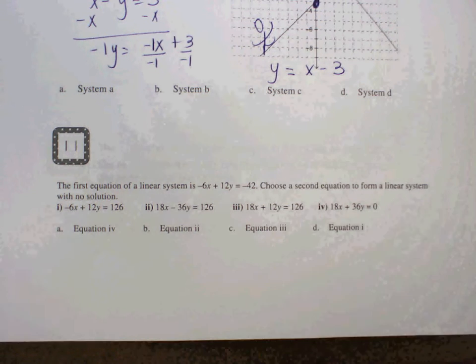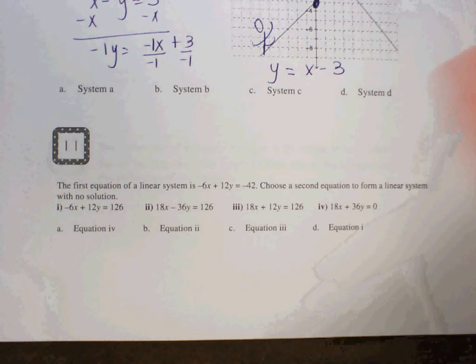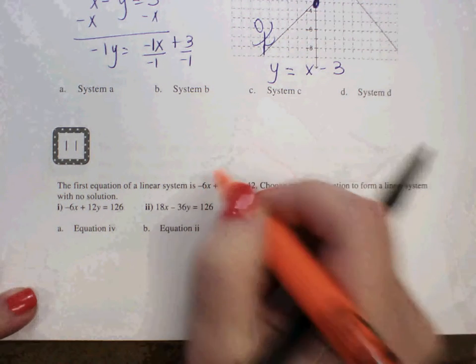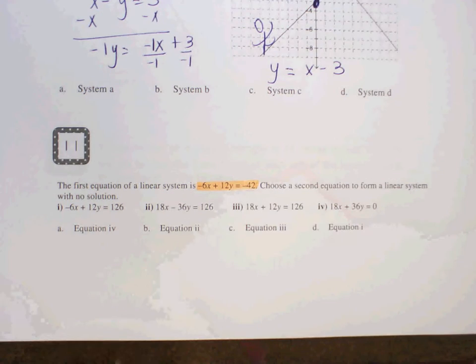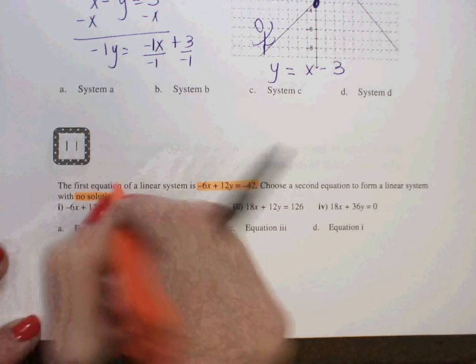Okay, so let's go ahead and start where we left off in class. It says the first equation of a linear system is negative 6x plus 12y equals negative 42. Choose the second equation to form a linear system with no solution.